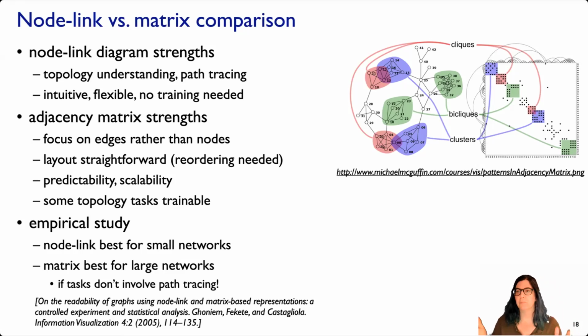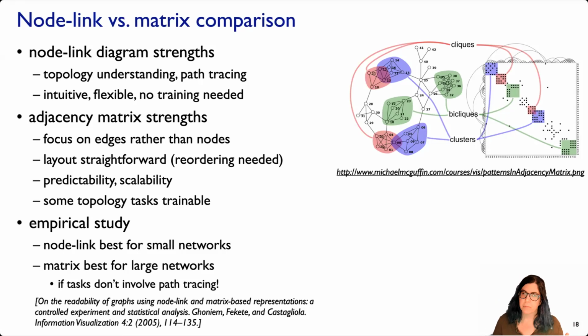It's also nice that you can predict the amount of screen real estate you need. That's not easy to predict with a node link layout, but it's absolutely fixed in stone once you know the number of nodes in the graph with an adjacency matrix view. And thus, you also have really nice scalability. And in particular, you don't have that clutter of all of the edges on top of each other, that so-called hairball problem that you have with node link views. Some topology tasks are trainable, so you can certainly teach people how to do those.